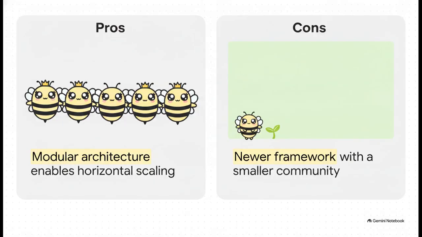The trade-offs here are pretty unique. That highly modular architecture makes BeeAI an absolute powerhouse for horizontal scaling. You can reuse these isolated tools and bees across completely different applications, which keeps your code base super clean for heavy, enterprise-level distributed workloads. But, and it's a significant but, you have to remember it's a much newer framework. That means you're looking at a smaller community, docs that are still evolving, and definitely fewer out-of-the-box integrations compared to the other two right now.